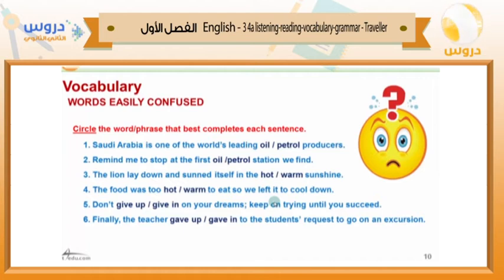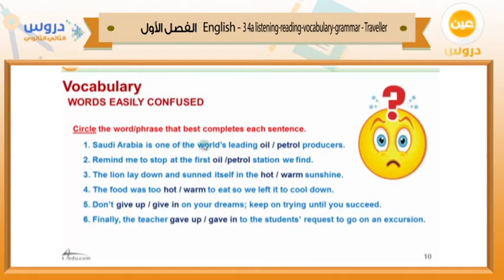Now, we also have some vocabulary whose meanings are confusing. So we're going to circle the word or the phrase that best completes each sentence according to the meaning. Too many people cannot really draw the difference between work, job, profession, career. They almost all have the same meaning, but still we can differentiate their meanings through the context and through using the dictionary. So we have to choose.